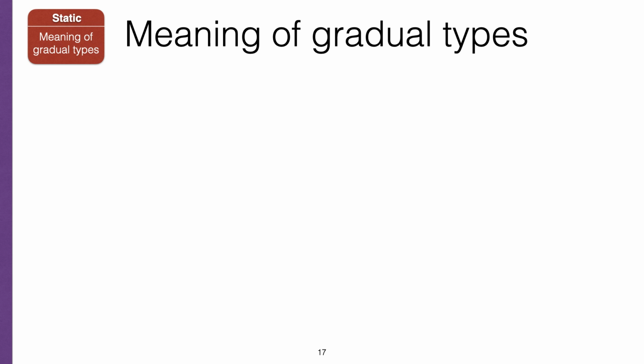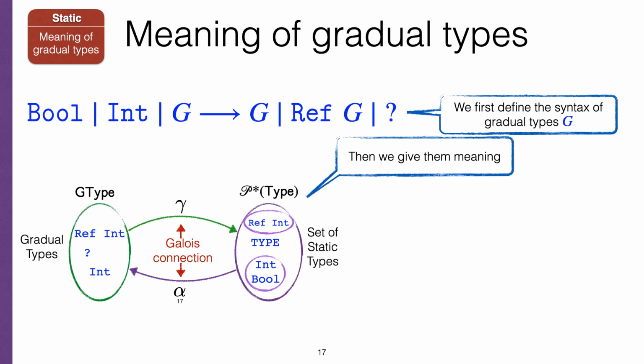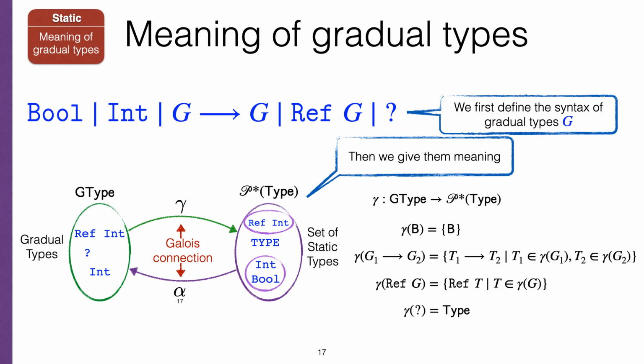To define the meaning of gradual types, first we define the syntax of gradual types. So here we have booleans, integers, functions, references, and the unknown type. Then we give them meaning by defining a concretization function from gradual types to sets of static types. So for instance, here, the meaning of Bool is just the singleton Bool. The meaning of Ref G is just the set of Ref T, where T is in the meaning of G, and the meaning of unknown is that it can be any type whatsoever.